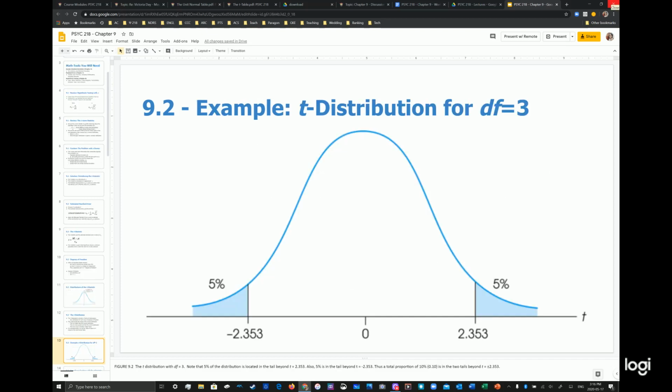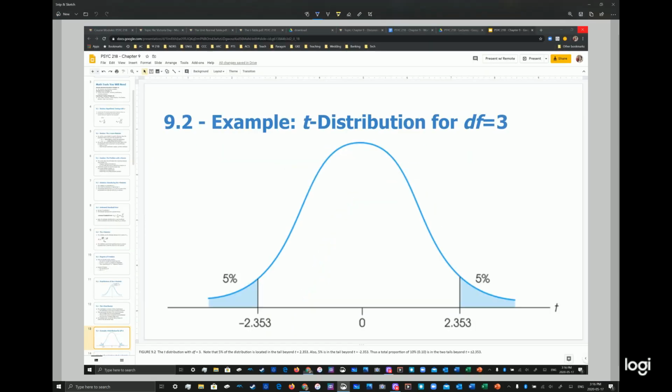So here's an example. What we're going to do is look at this example and use the t-distribution table to see for ourselves if these values are accurate. So we have a degrees of freedom that is three. Take a moment and see what the sample size is for this particular t-distribution. If you answered 4, then you're right.